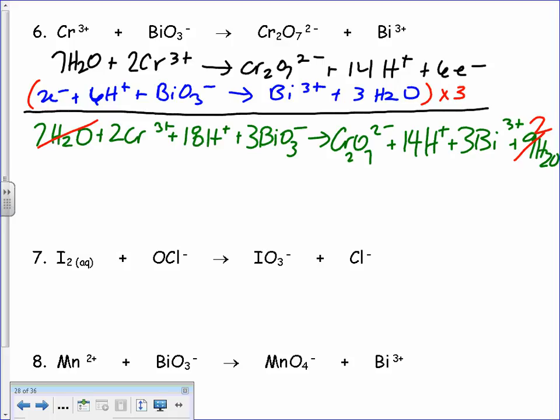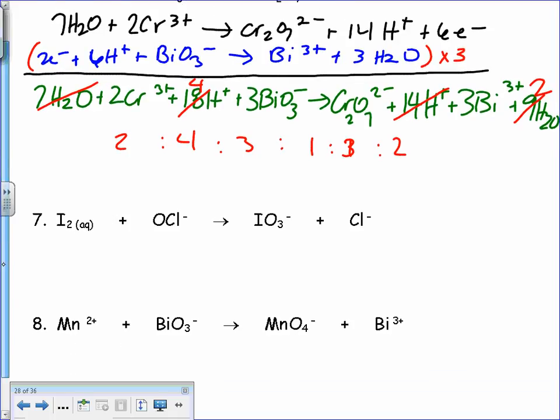H plus. Right, so I have 14 H pluses on this side, 18 on this side. If 14 cancel here and 14 cancel here, that leaves us with what here? 4. So the coefficient ratio should be 2 to 4 to 3 to 1 to 3 to 2, because those other ones are gone. And I would actually rewrite this as 2 chromium 3 pluses plus 4 H pluses plus 3 bismuthates yields dichromate plus 3 bismuth 3 pluses plus 2 waters. I would rewrite that, okay?